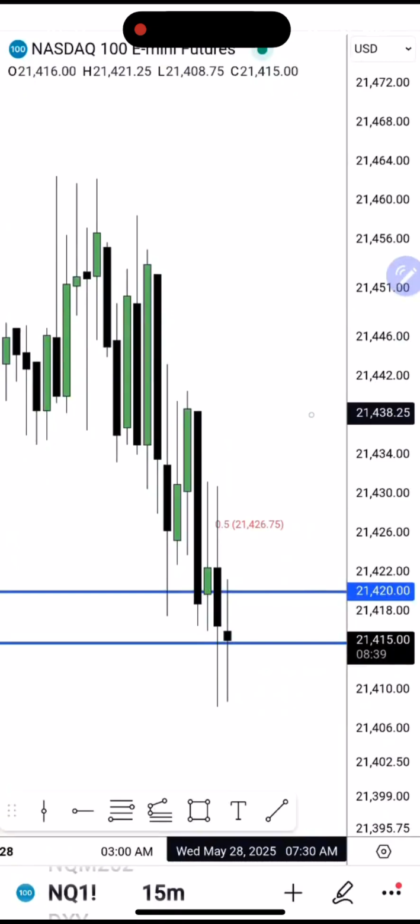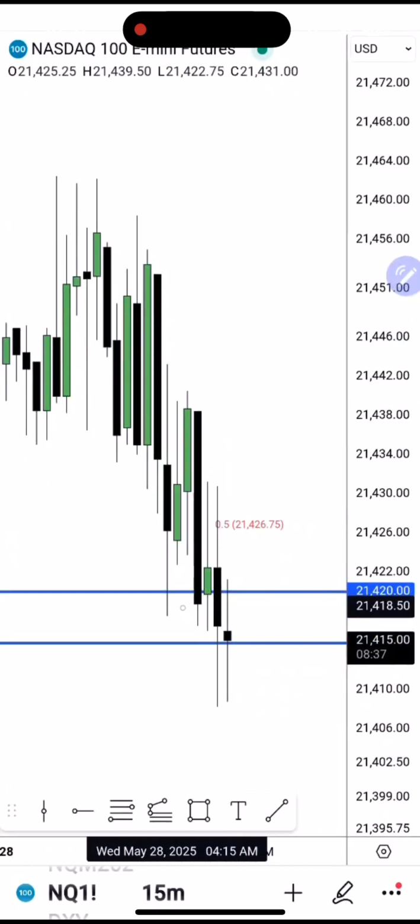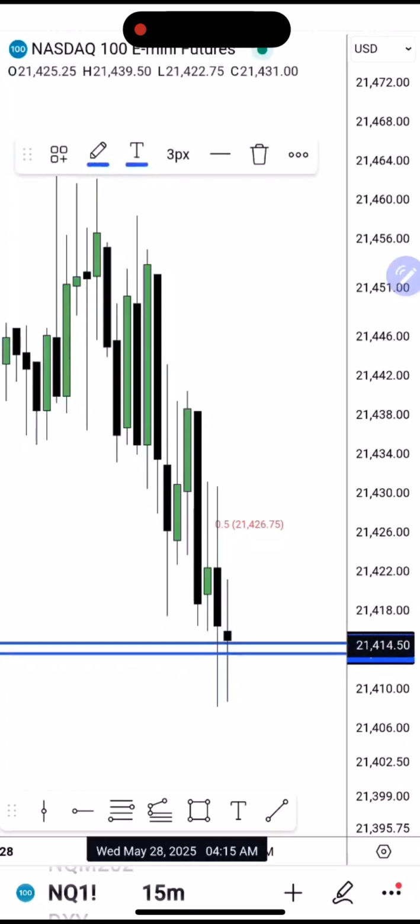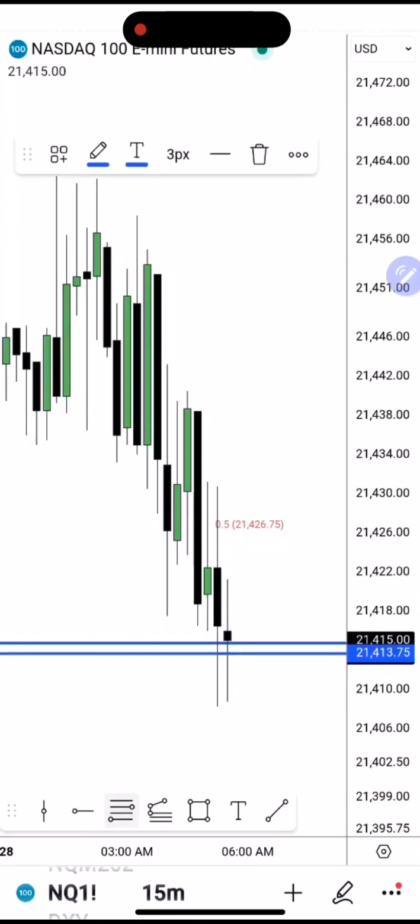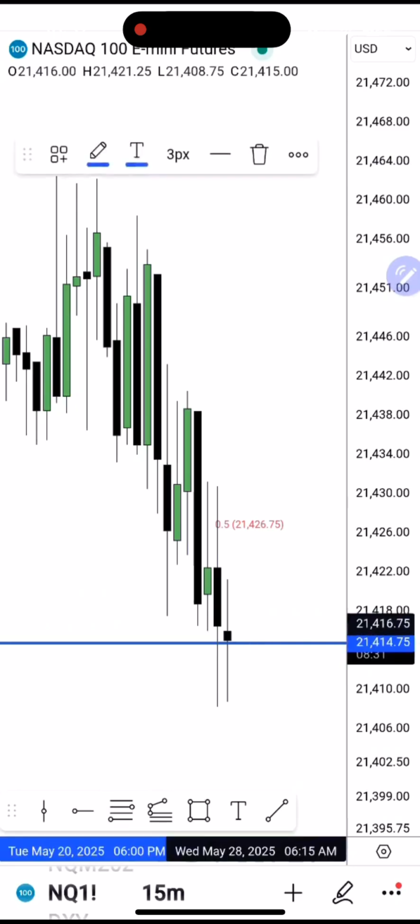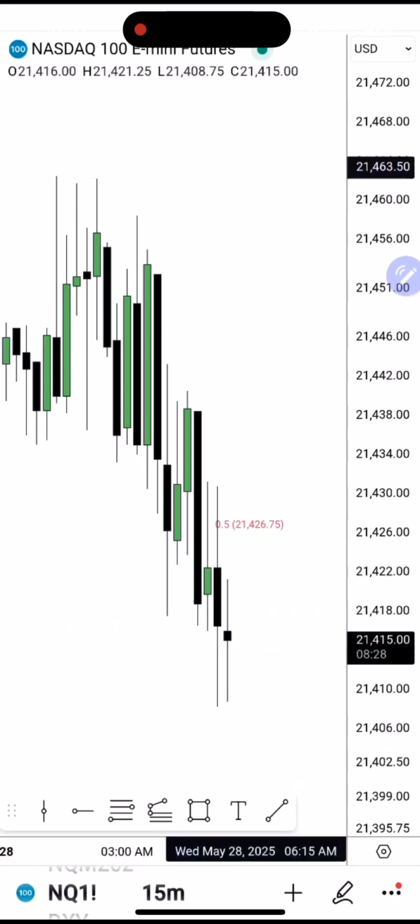I want to see if it's going to show a willingness to find some support using the volume imbalance or the consequent encroachment of the weekly SIBI. If it gives up the weekly SIBI consequent encroachment on a body basis, then we're going to either go lower or stay range bound for a little while, which is not what I want to see.